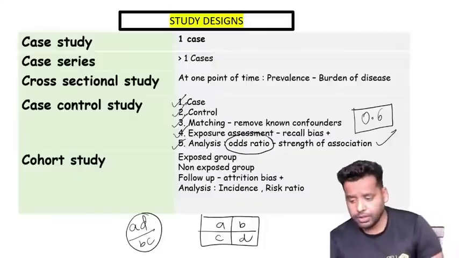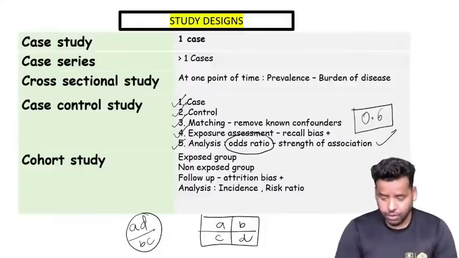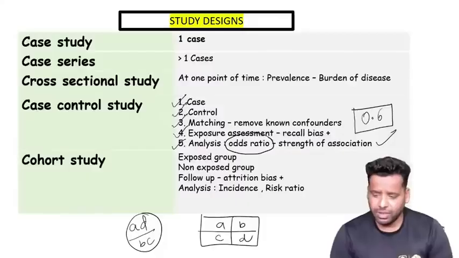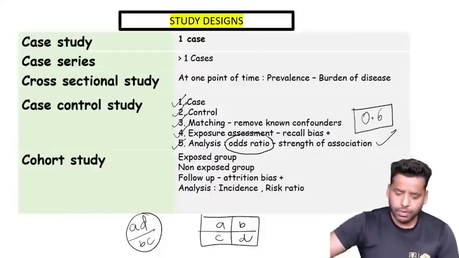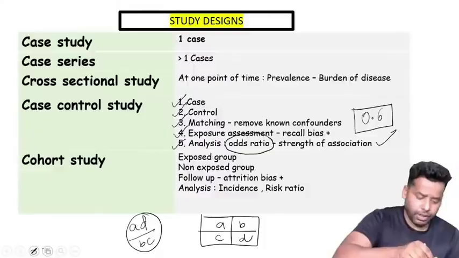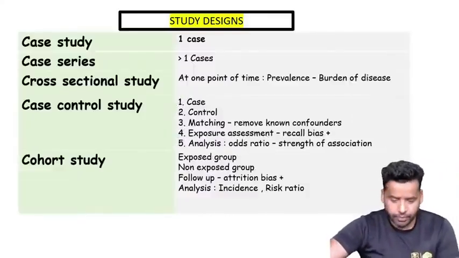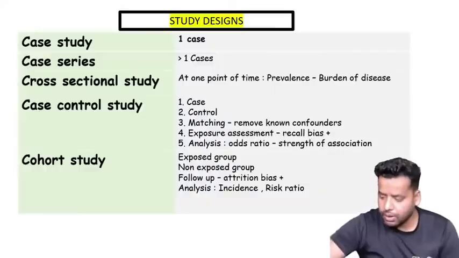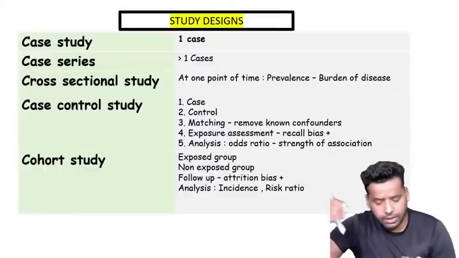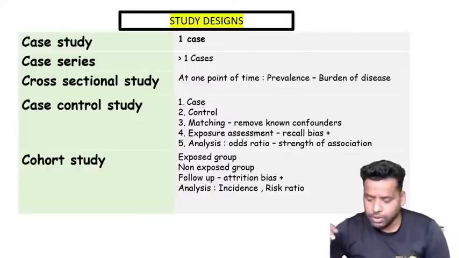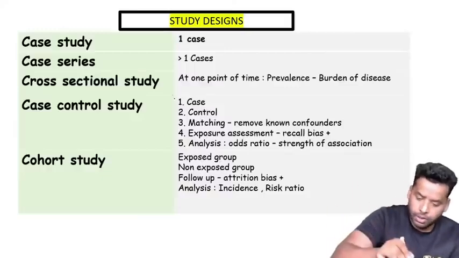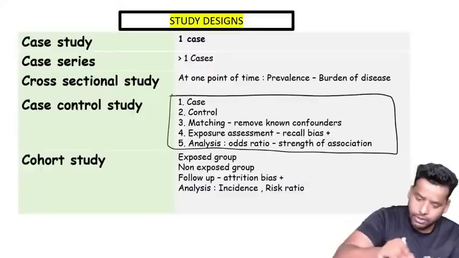Odds ratio 1 means what? No association. Odds ratio cannot be 0, na? Either it can be infinite. I have never seen odds ratio 0. 0 means you are not doing anything. Good. 1 means no association, less than 1 negative association, more than 1 positive association. Total 5 steps in case control study.